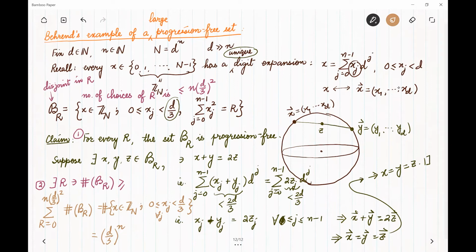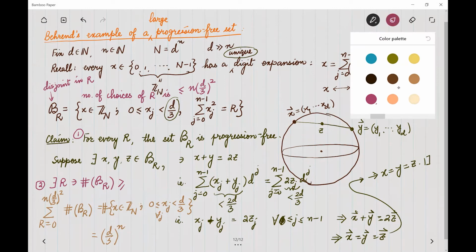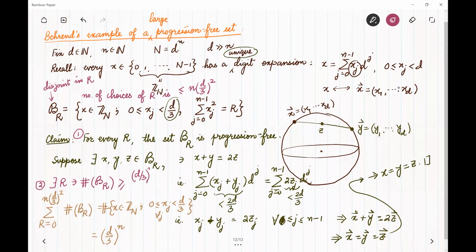Now comes the pigeonhole principle. So the pigeonhole principle says that, well, if the sum of all these cardinalities adds up to this much, there must be one R for which the cardinality is d over 3 to the power of n divided by the total number of summands, and the total number of summands is n times d over 3 square. So this is a large set. This is 1 over n d over 3 to the power of n minus 2. And this is large, and this is actually exactly the claimed bound. So I'll let you check that this is larger than capital N times e to the power of minus constant times square root of log n. So if this is your capital N and d is large.